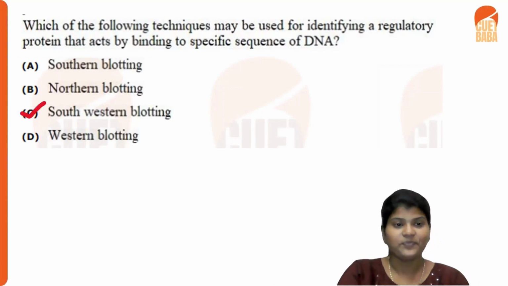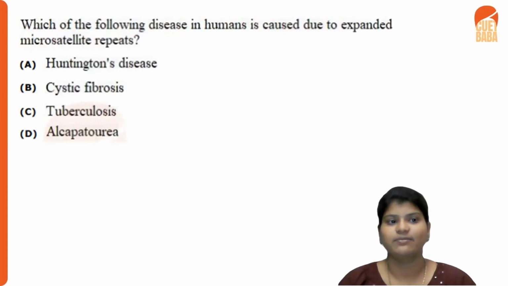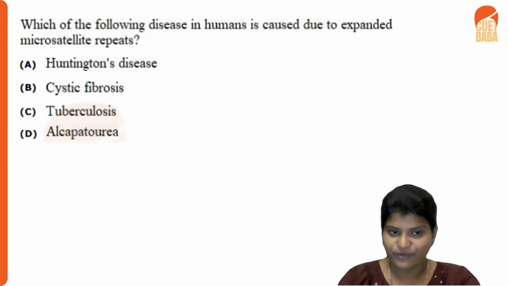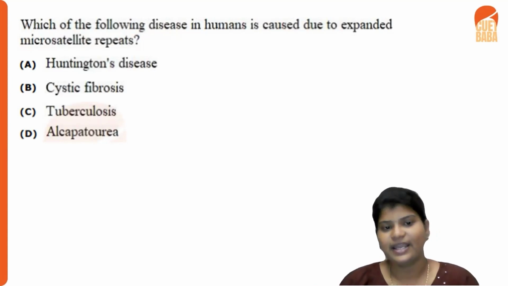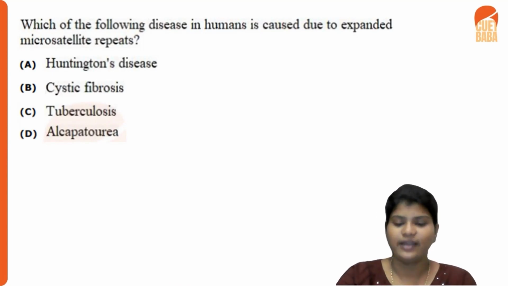Okay, and the next question, which of the following diseases in humans is caused due to expanded microsatellite repeats? There are four options: Huntington disease, cystic fibrosis, tuberculosis, alkaptonuria. So these are the four different options they have given. We need to identify the microsatellite repeats. So the option A will be the correct answer. Apart from that, there are different kinds of diseases like myotonic dystrophy, amyotrophic lateral sclerosis and Huntington disease, HD. So these are examples of microsatellite repeats. So the option A will be the correct answer.